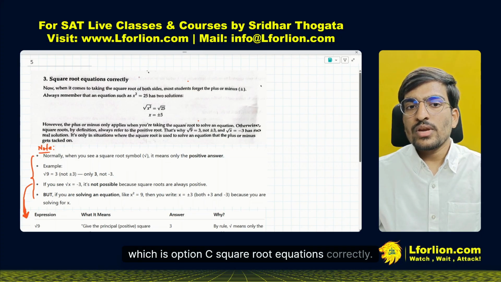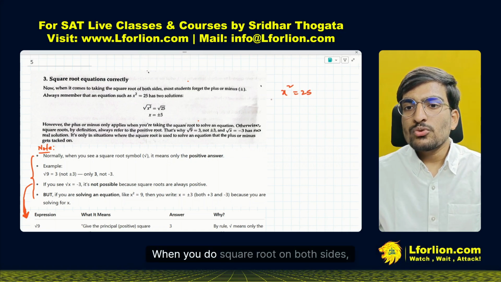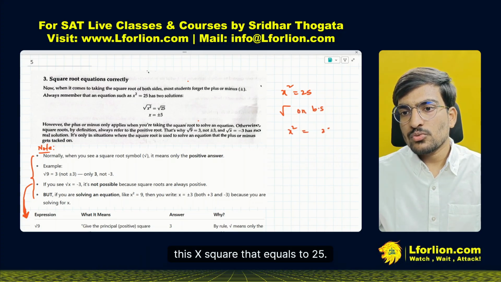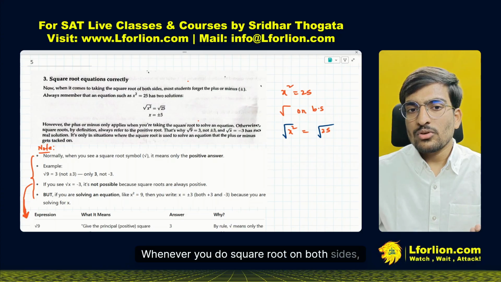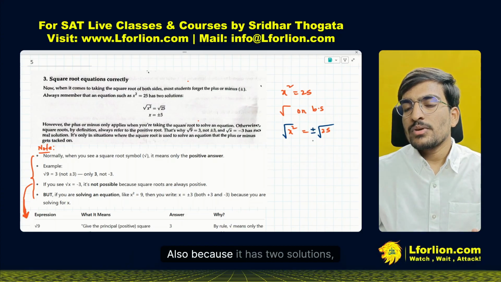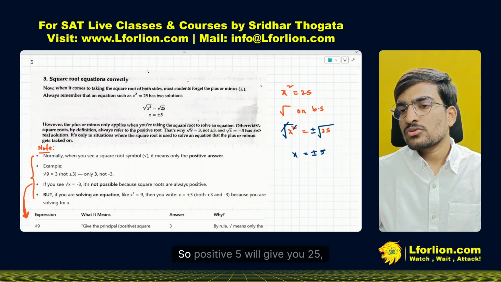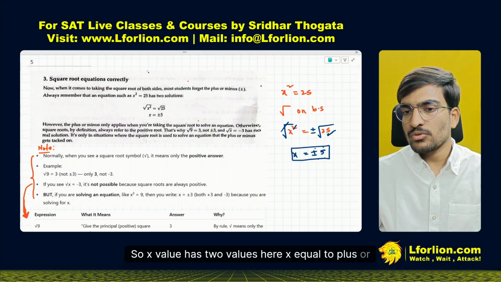Now, solving square equations correctly. Here x square equals 25. When you take the square root on both sides, whenever you do so, you must put plus or minus, because it has two solutions. We cross out the square and x, and the root of 25 is 5. Positive 5 will give you 25, and negative 5 will also give you 25. So x has two values: x equals plus or minus 5.